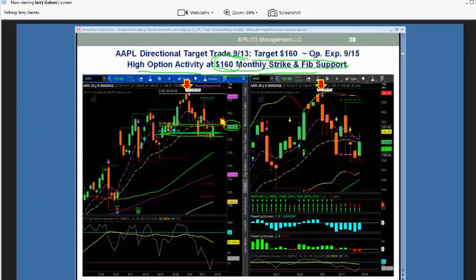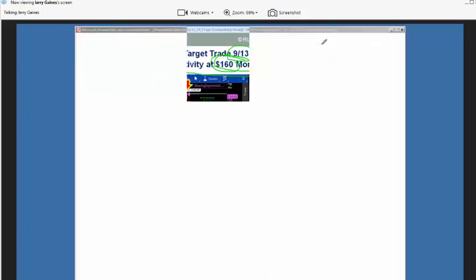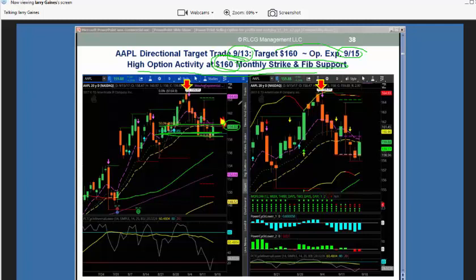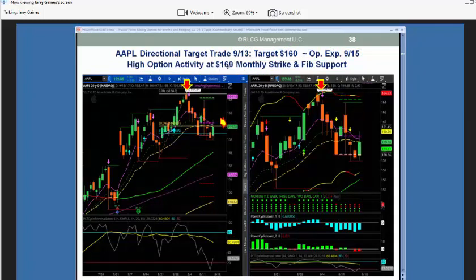Now, when you start using these types of strategies, you'll see they're very short duration. This was put on the 13th, and it was traded into expiration on the 15th. So you can do these strategies and make big money on very short duration trades and also very small movements. This one was set up when Apple was trading at 159, and we're just looking for a move up to 160.